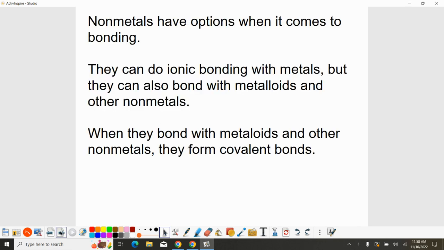First of all, the types of elements that are involved in ionic and covalent bonding. When you're looking at ionic bonding, it's always a metal and a nonmetal. The only thing that metals can do to make compounds anyways is ionic bonding. Nonmetals, on the other hand, have choices. If there's no metal around for a nonmetal to bond with, it can bond with another nonmetal. It can bond with a metalloid. It can literally bond with itself. Whenever nonmetals bond with other nonmetals or metalloids, they produce covalent bonding.